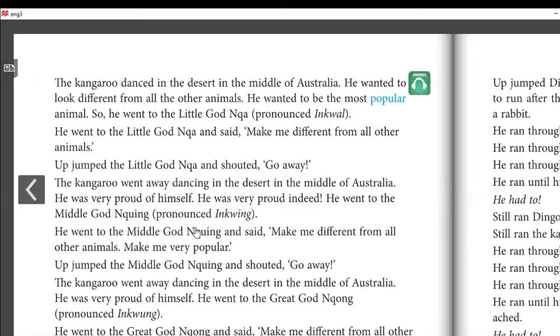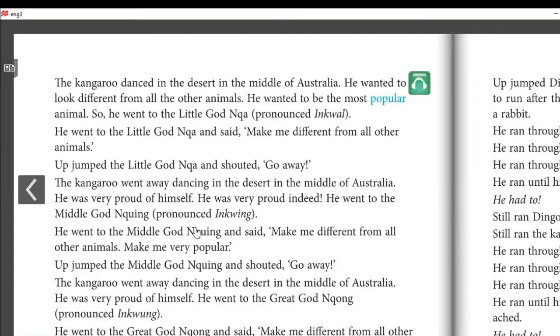So he went to the little god Nqa. Where did he go? If we wish for something, where do we wish? We wish to the god, no? Similarly, the little kangaroo went to the little god Nqa and said, make me different from all other animals. What did he say? Make me different from all other animals, because he wanted to be popular, no?